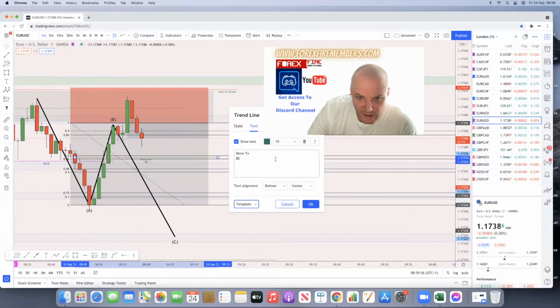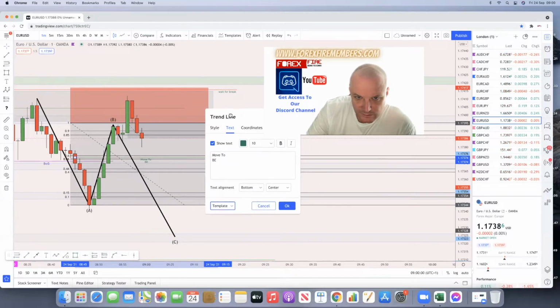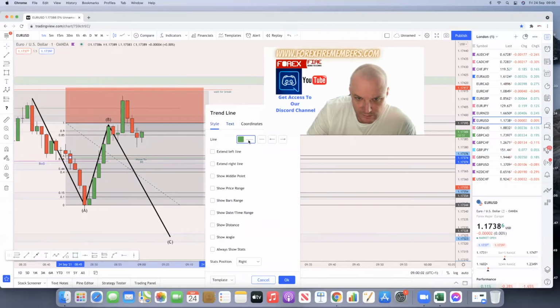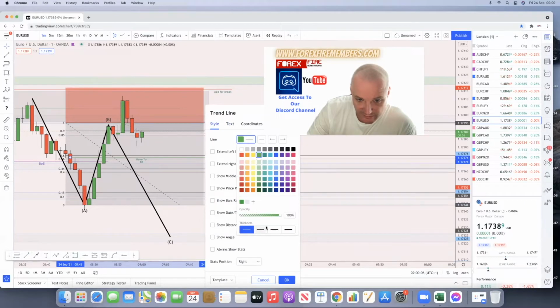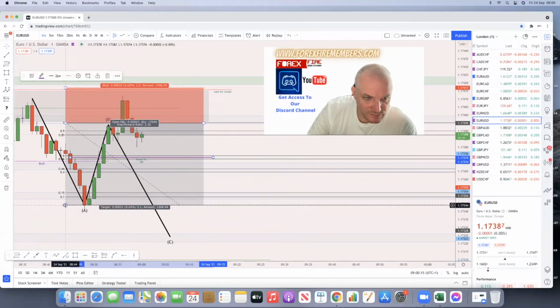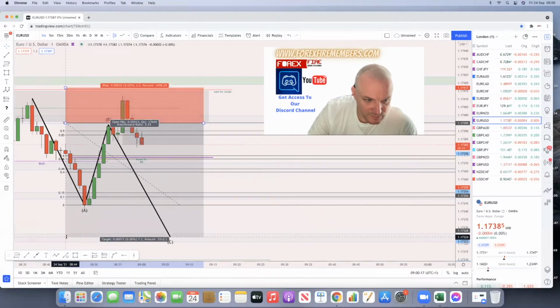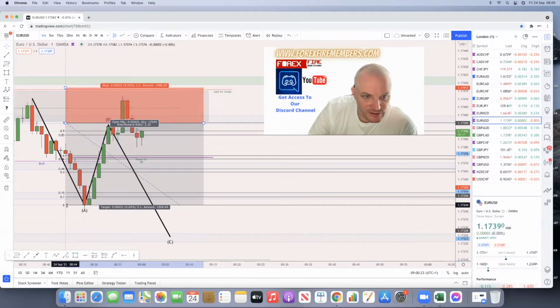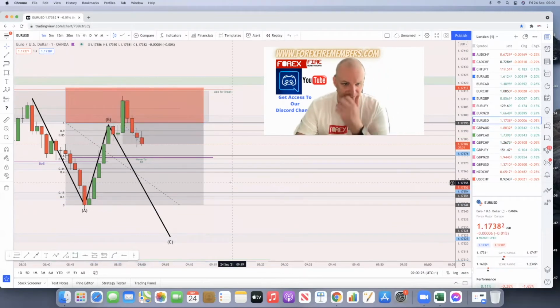Do a move to break even. That's if it's going to give us it. Make it a bit thicker. Make it purple. Should I try and move this to here, or should I just keep it here? Make a decision. We'll keep it there for now.